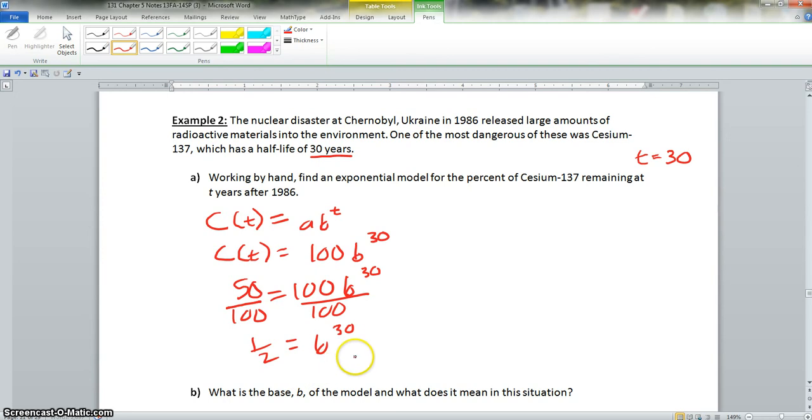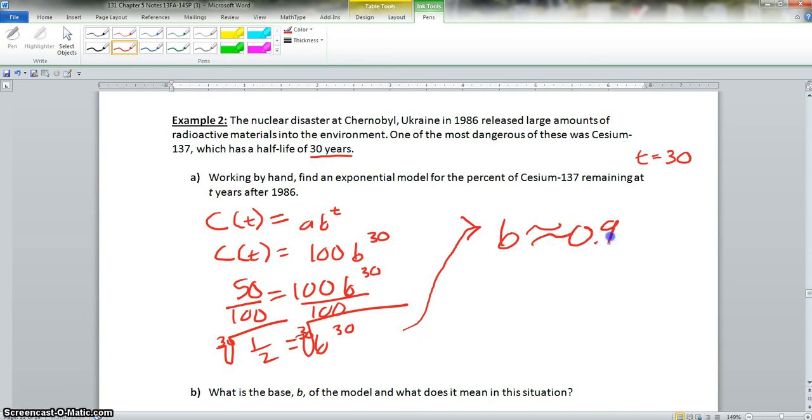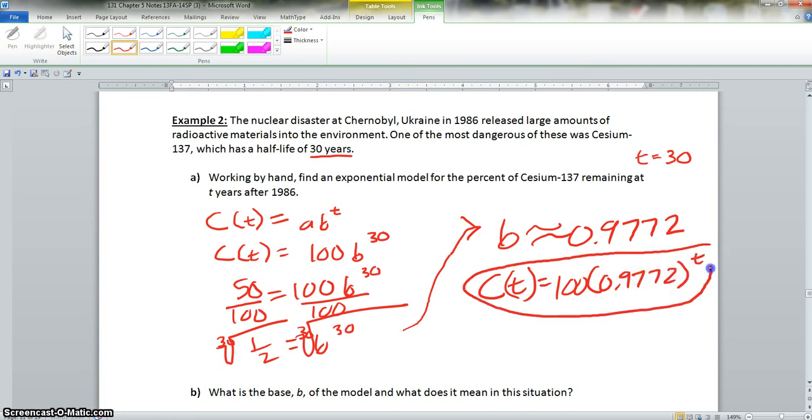and we would have 1/2 is equal to B to the 30th power. Now we need to get rid of this 30th power. We could take the 30th root on both sides, the 30th root of 1/2 and the 30th root of B to the 30th power. And that would give us B approximately 0.9772. So our C of T would be equal to 100 times 0.9772 to the T power. And that will be our equation.